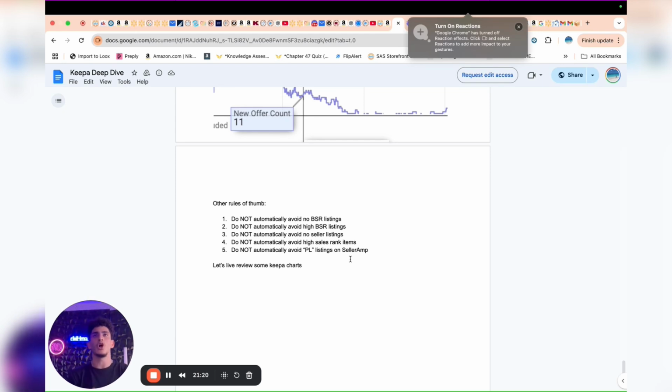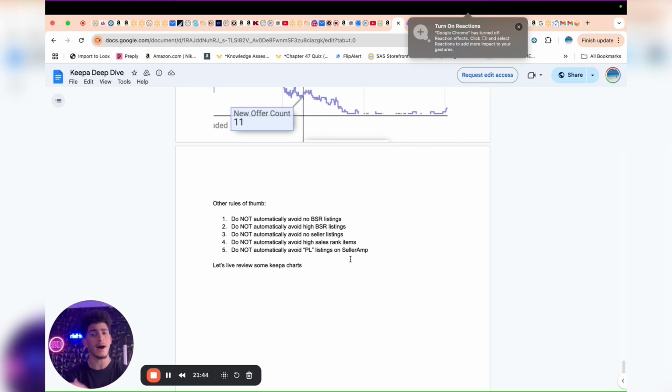And now, do not automatically avoid PL listings on SellerAmp. SellerAmp will sometimes screw people over because they're saying there's private label. It could be a PL listing or there's an IP alert, right? When in reality, SellerAmp is very inaccurate. You want to base most of your logic off of the offer count. If the offer count looks healthy and there's no IP or PL complaint or just no complaints in general throughout the offer count, it's probably a good selling product, right?